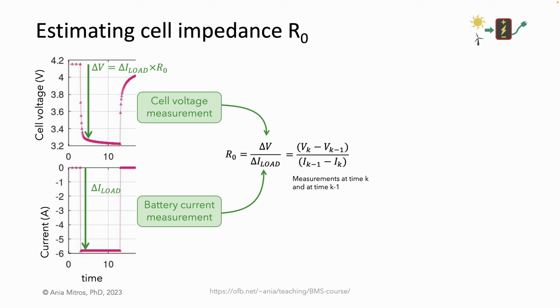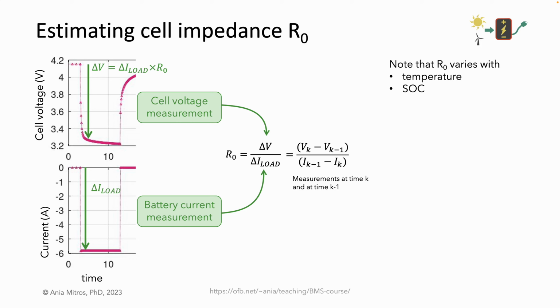Equivalently, we can write the math like this. The estimated battery impedance is equal to the difference of the voltage measurements at two different moments in time divided by the difference of the current measurements at those same two moments. Note that the cell resistance varies with temperature and varies with state of charge.